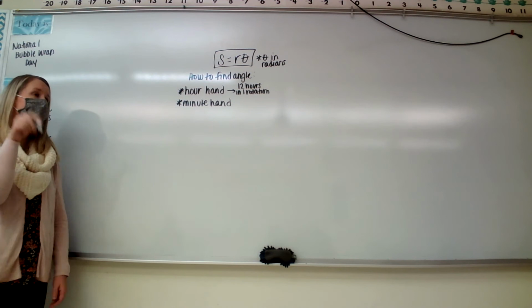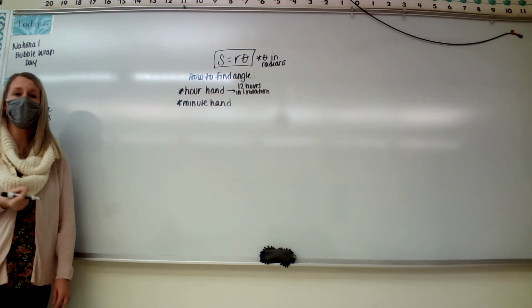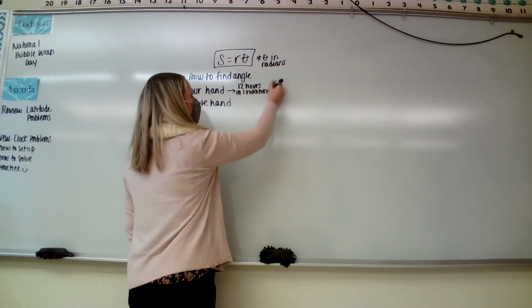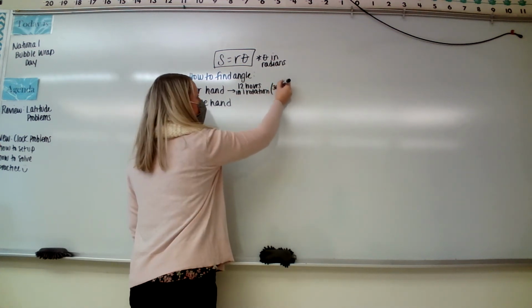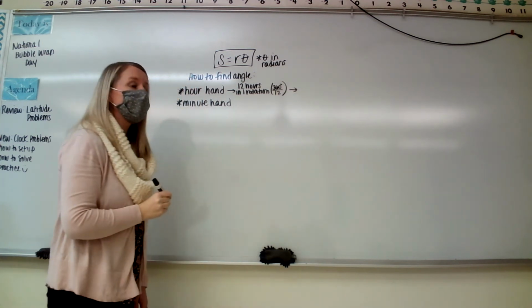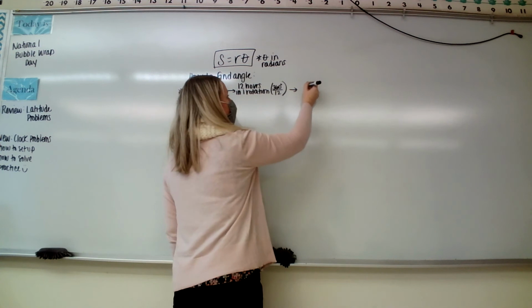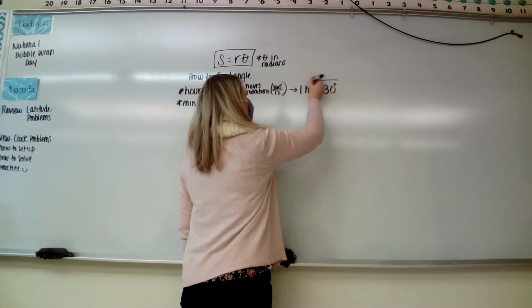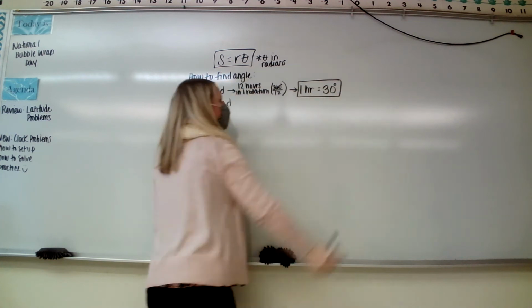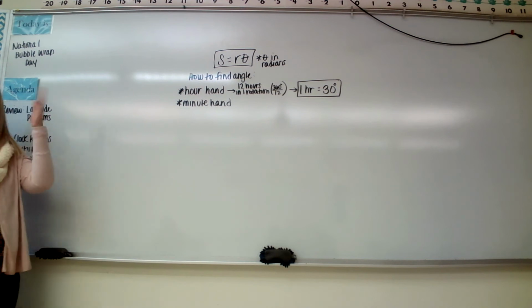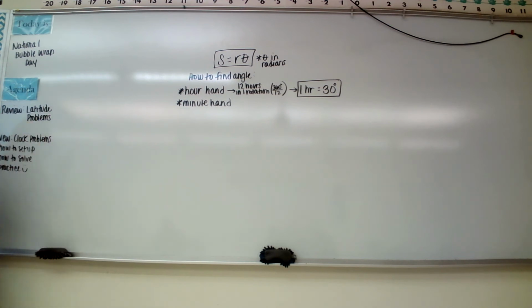Now, one rotation around a circle is 360 degrees. So if I take 360 degrees and divide it by 12, that's going to give me the angle that I need. And the angle that I need is 1 hour is 30 degrees. Every time the hour hand goes from 1 to 2, or 2 to 3, or 3 to 4, it's moving 30 degrees every hour to go in that full rotation.